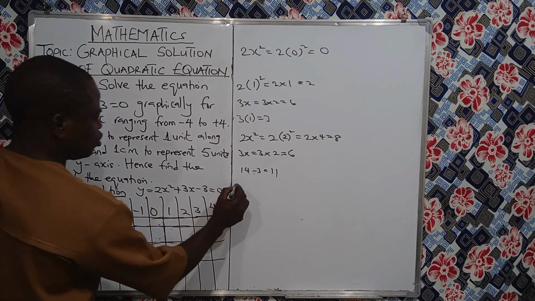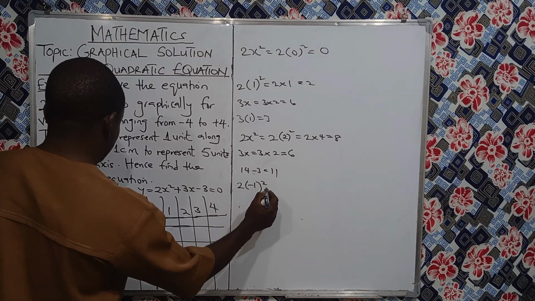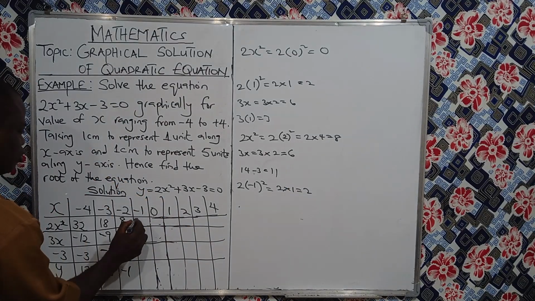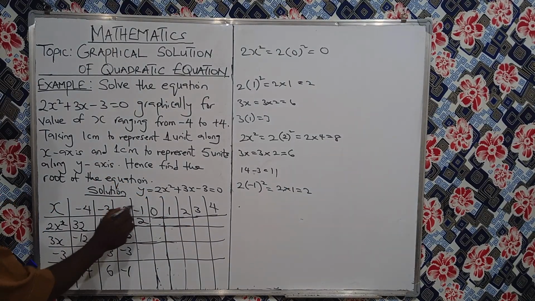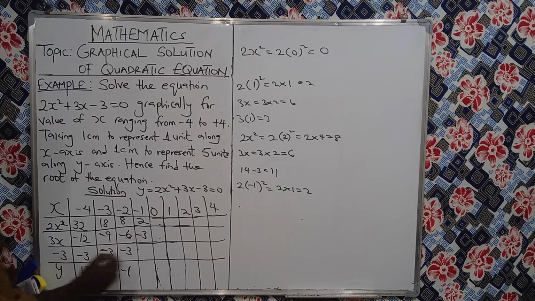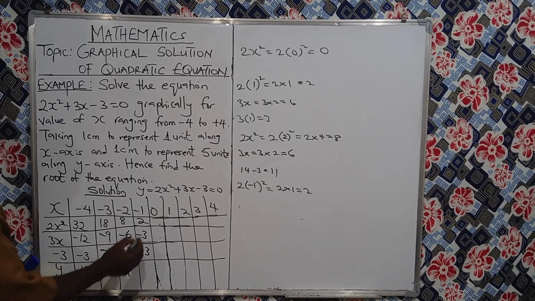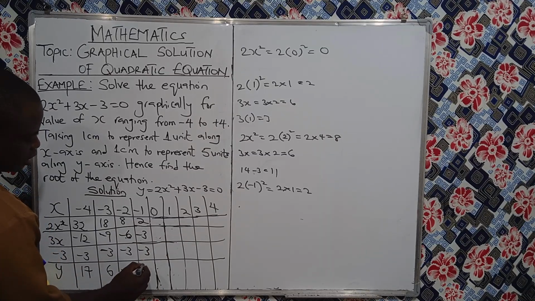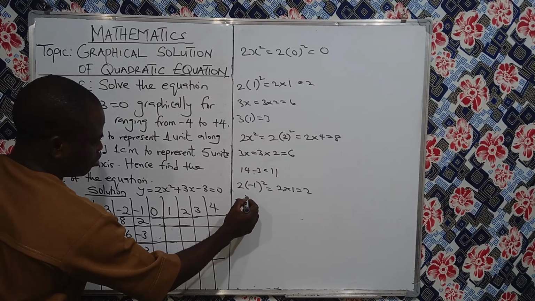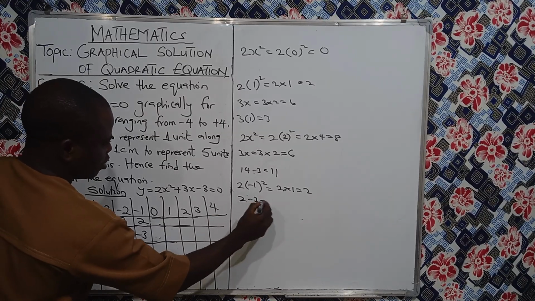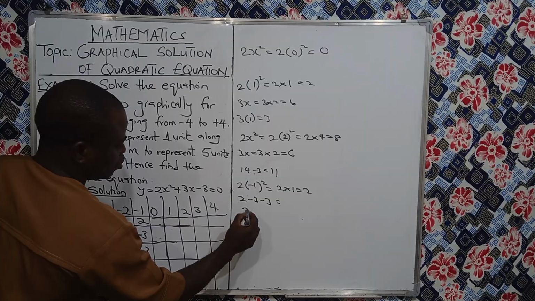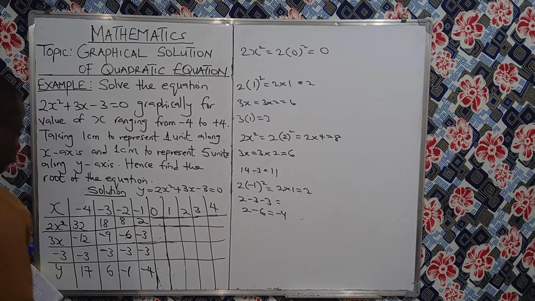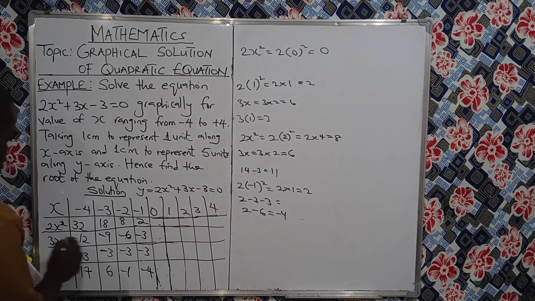Now, when x is minus 1, you're having 2 into minus 1 squared, which is 2 times 1, which is 2. 3 times minus 1, that's minus 3. Bring minus 3 here. Now, minus 3, that's minus 6. 2 minus 3 minus 3, which is 2 minus 6, which is minus 4. Minus 4. Okay?